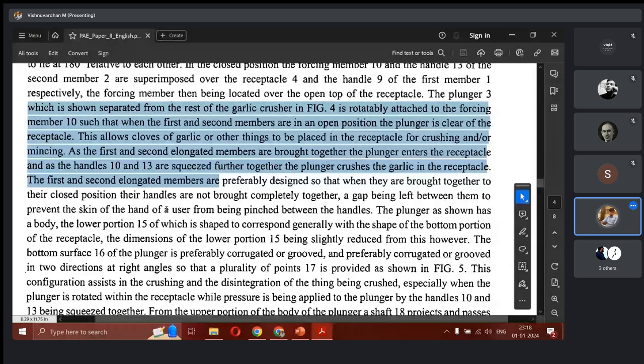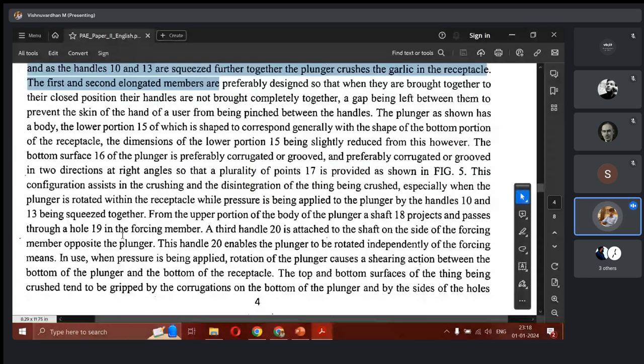Any doubts in this? Any doubts? Cool. I'll be proceeding to question part C2.